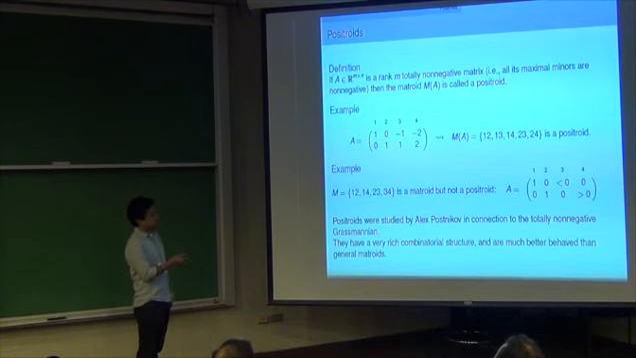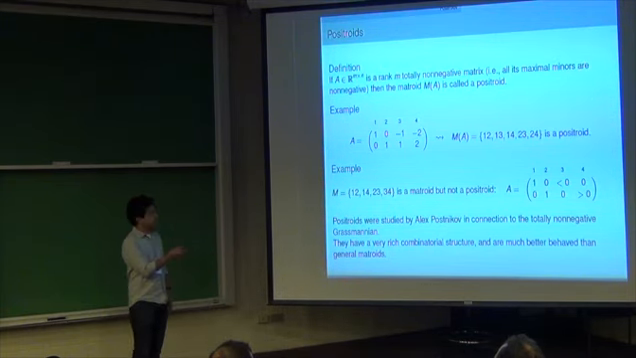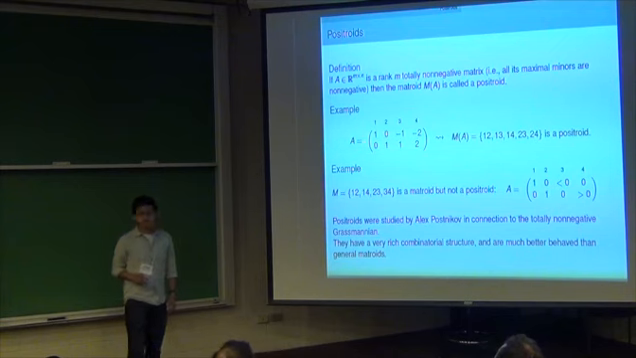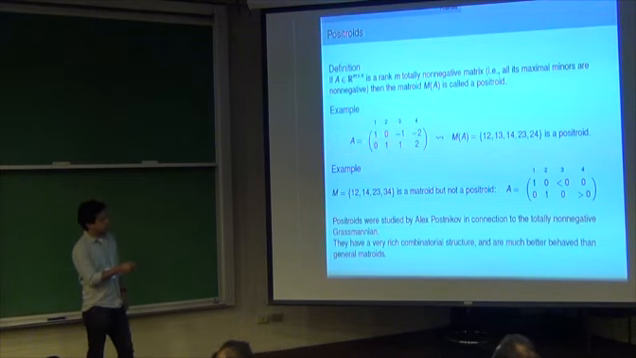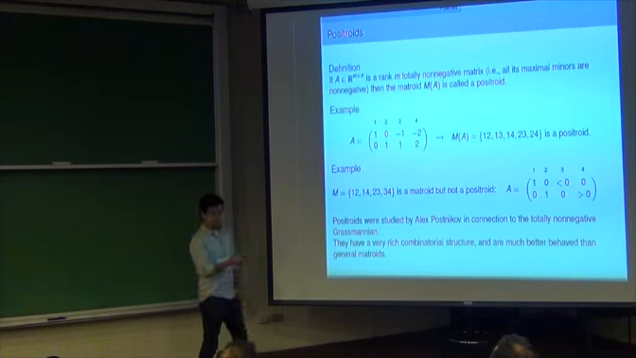So for example, the matroid that we just saw is a positroid because it turns out that this 2 by 4 matrix is totally non-negative. Every maximal minor of this matrix is non-negative. All right? It's either positive or 0.